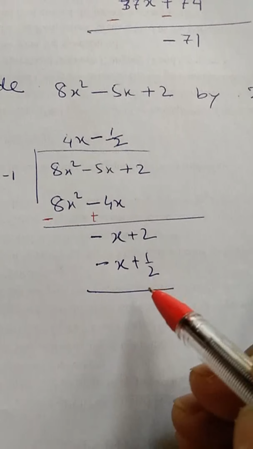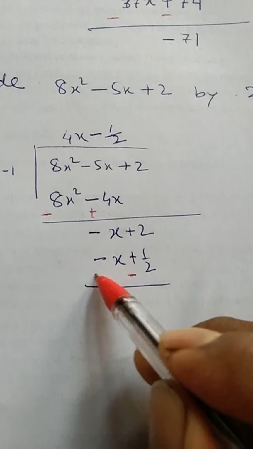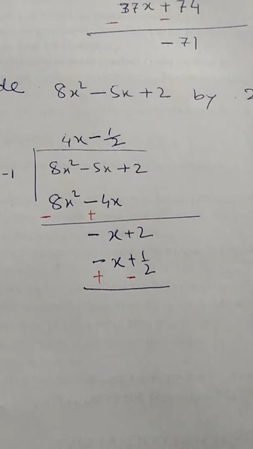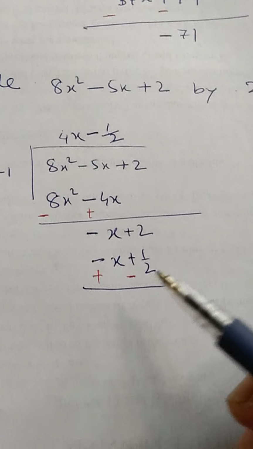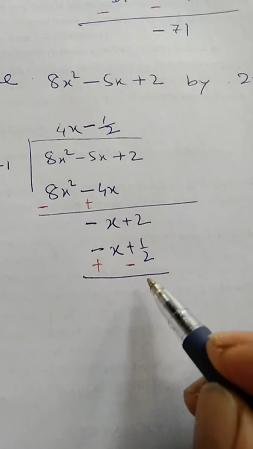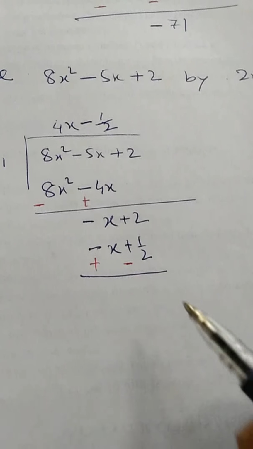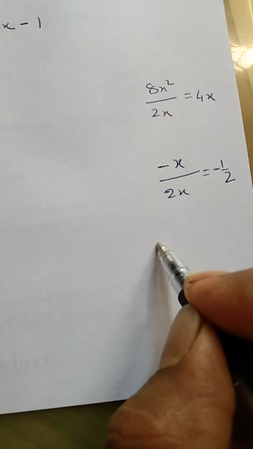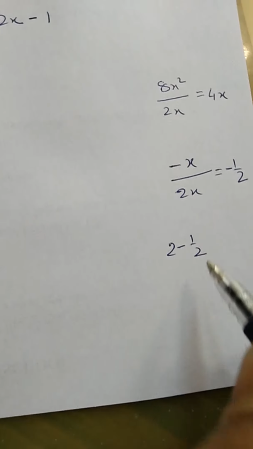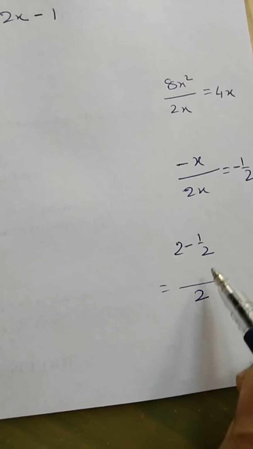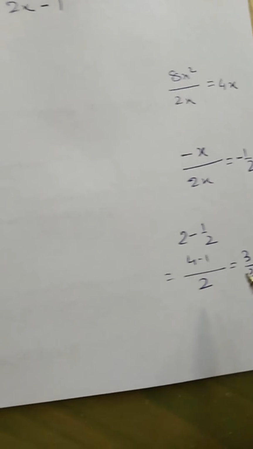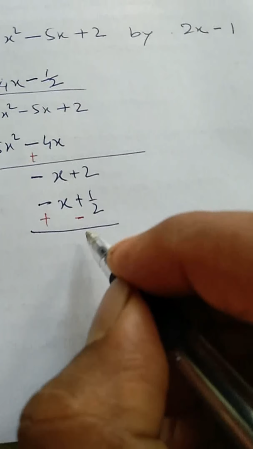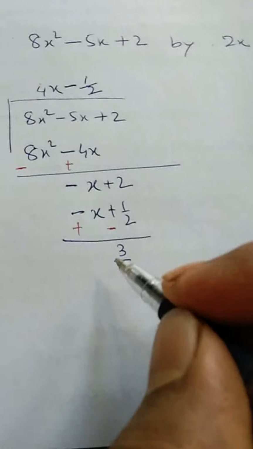Then the sign will change, minus x plus x will cancel out, and plus 2 and minus half, that will have to write here. Half will have to subtract from 2. So if there is a problem, you can write here and do first 2 minus half, LCM will be 2, then 4 minus 1, that will be 3 by 2. So 3 by 2 will be remainder.